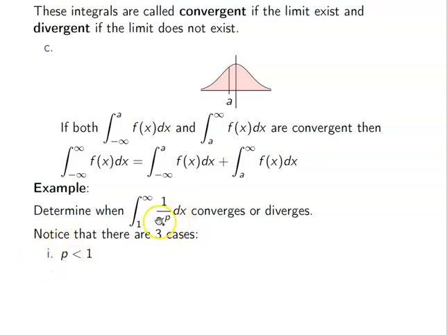P can be less than 1. Okay, so if p is less than 1, that's our first case. When p is equal to 1, that is our second case. And when p is larger than 1, that is our last case. So just think about 1 over x to a power. When p is 1, it's just my function 1 over x, right? So just the reciprocal function.